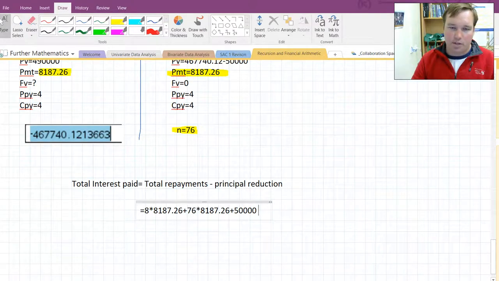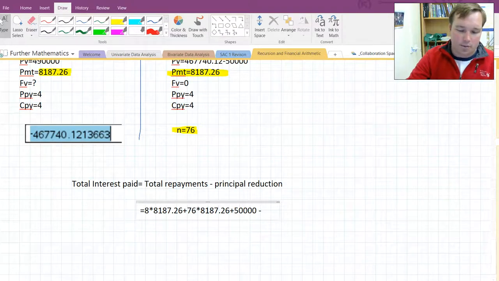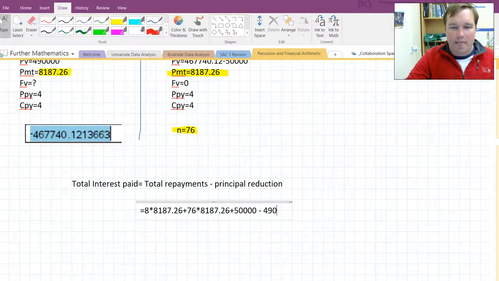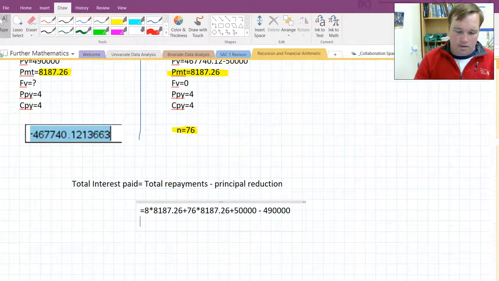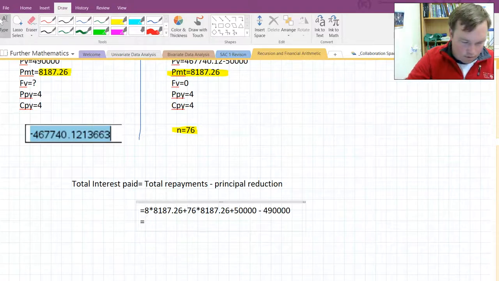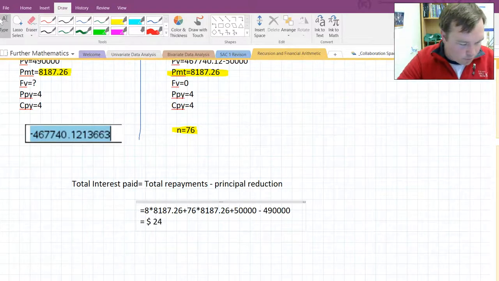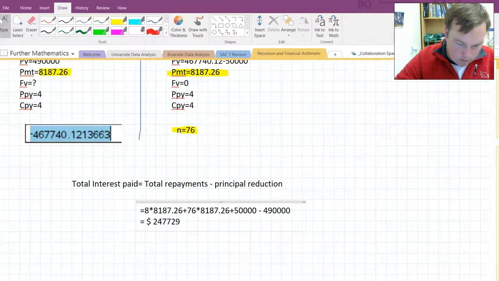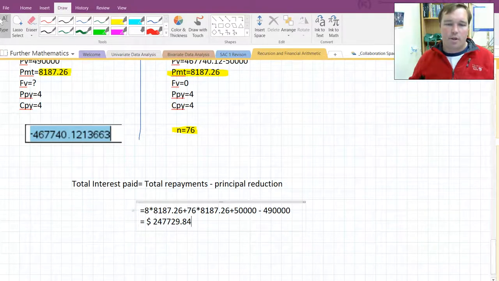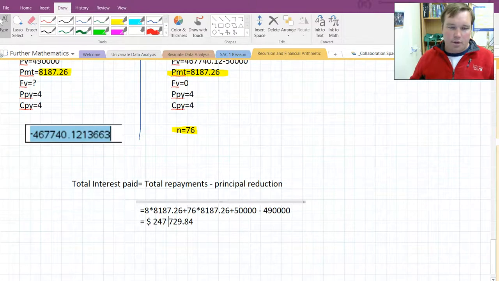Subtract the principal reduction. Now the principal reduction is the same amount. We're still paying off $490,000. So 84 times 8187.26 plus 50,000, take away 490,000, is $247,729.84. That there is the total interest.